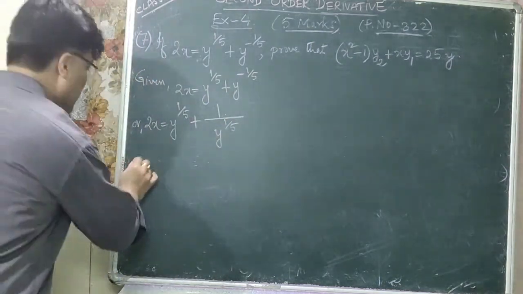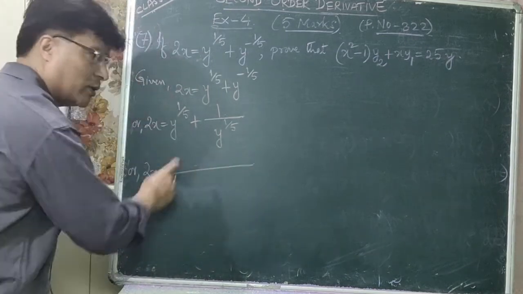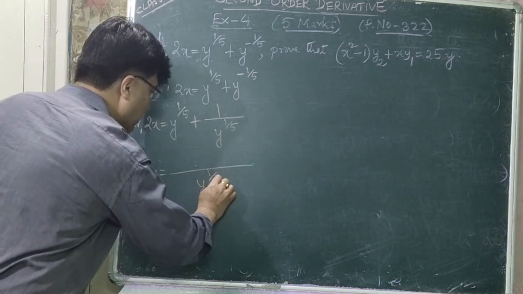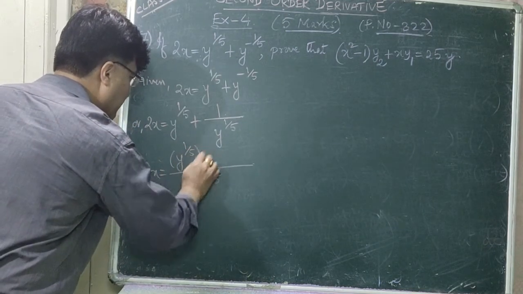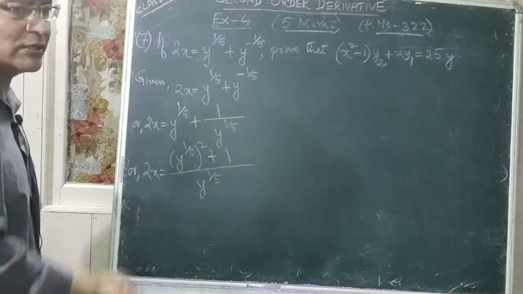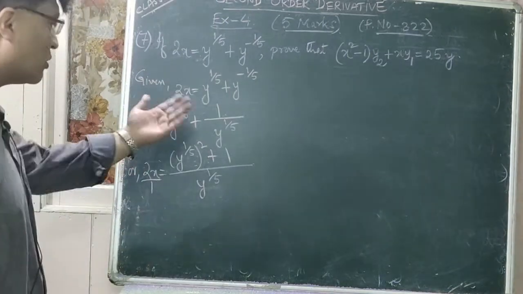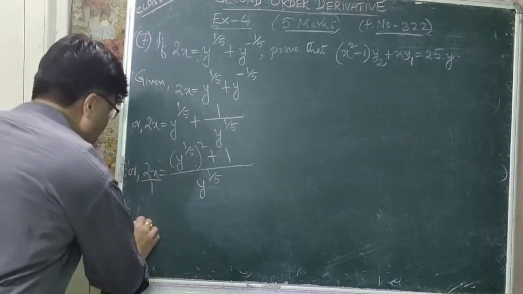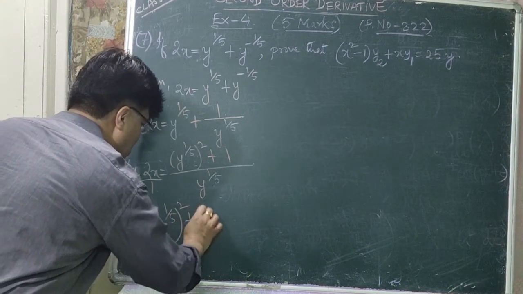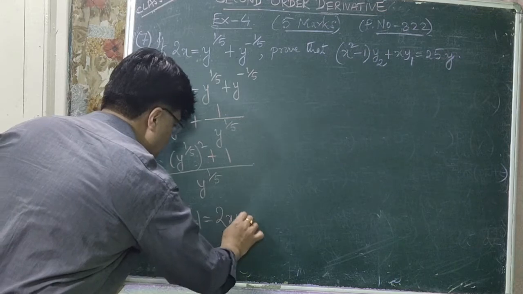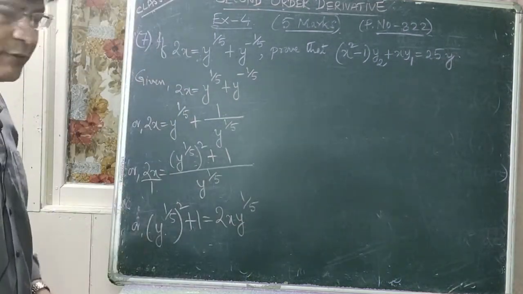Okay. So now here, or 2x is equal to, what's the LCM here now? What's the LCM? It is y to the power 1 by 5 is the LCM. What is the numerator here? So y to the power 1 by 5 whole square plus 1. So you know this simplification, isn't it? So below 2x, there is 1. Now you can do cross multiplication. So cross multiply by 1 here, it is y to the power 1 by 5 whole square plus 1 is equal to 2x y to the power 1 by 5. So I think you have understood it.